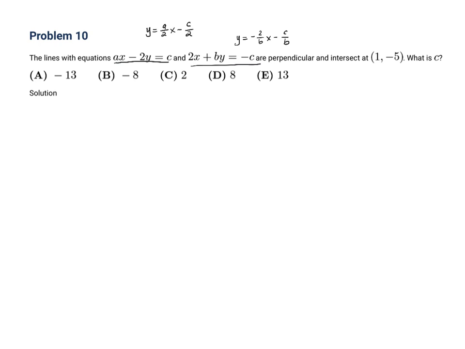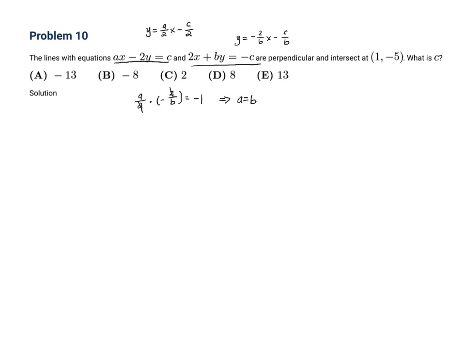Now, the slope of the first one is a over 2 times the slope of the second one, which is negative 2 over b. You expect this to be equal to -1, which means the following. 2 and 2 cancel. Negative sign and negative sign cancel. So it means a is equal to b.